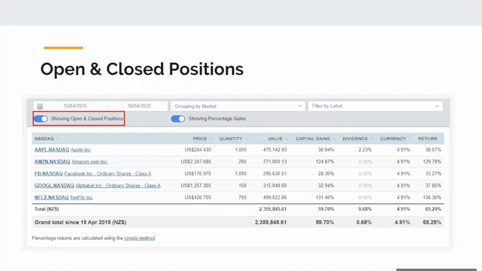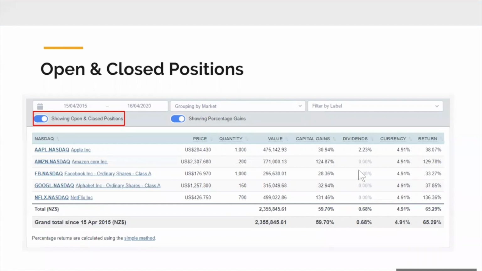The question around time lag between price updates: for NZX and ASX stocks, we have 20-minute delayed pricing. For most of the other markets that we support, we just have end-of-day pricing available at the moment, and we'll look at moving to 20-minute delayed pricing for some of those other markets in the future, and probably we'll start with the US market.